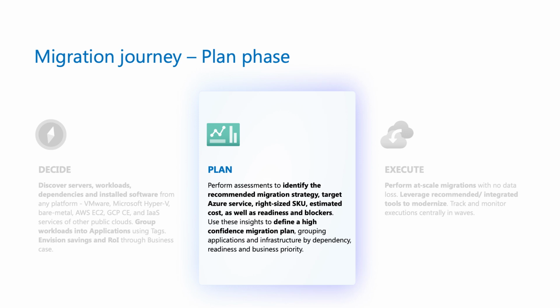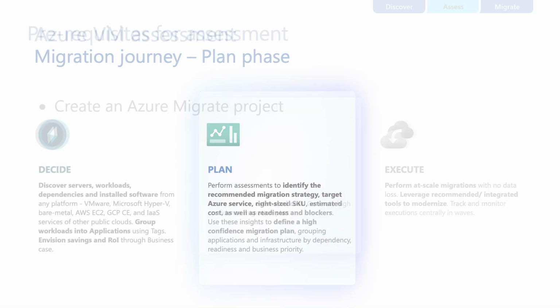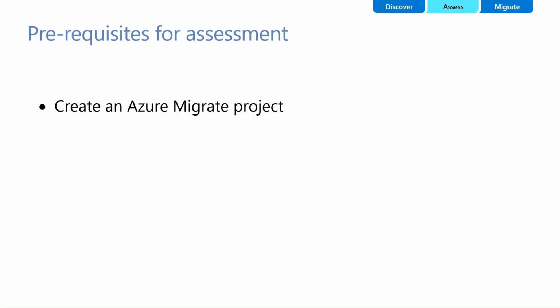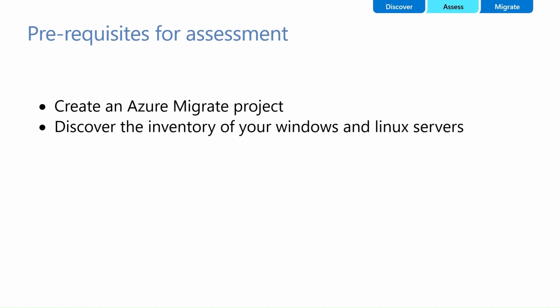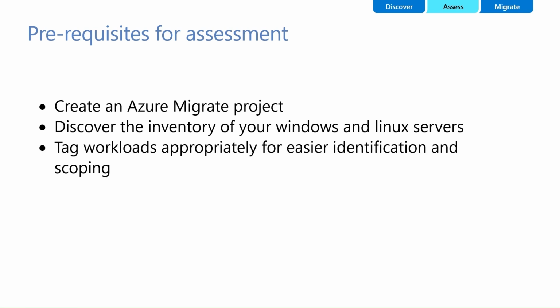It is recommended that you have reviewed the previous videos in this series which cover the importance and utilities of assessments, and that you have completed the prerequisites for the assessment before proceeding. Please ensure that you have created an Azure Migrate project and discovered the inventory of your Windows and Linux servers. You can discover your inventory using the Azure Migrate appliance or by importing the inventory captured by RVTools or CMDB. If you have used the appliance for discovery, it is recommended to run the discovery for at least 24 hours to accumulate performance data to achieve better assessment results.